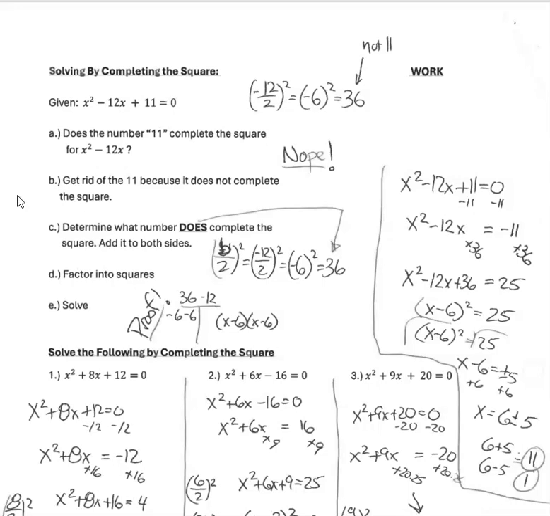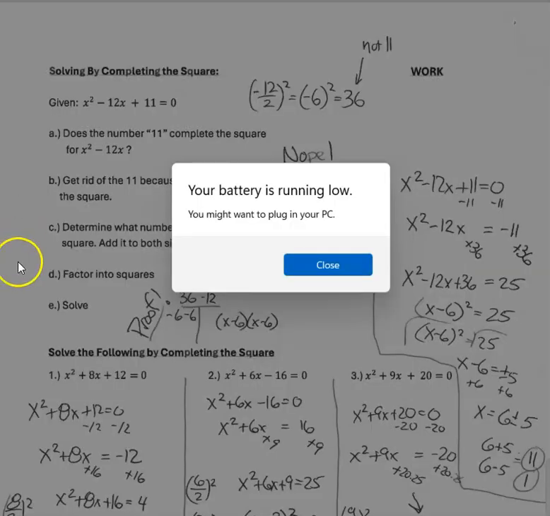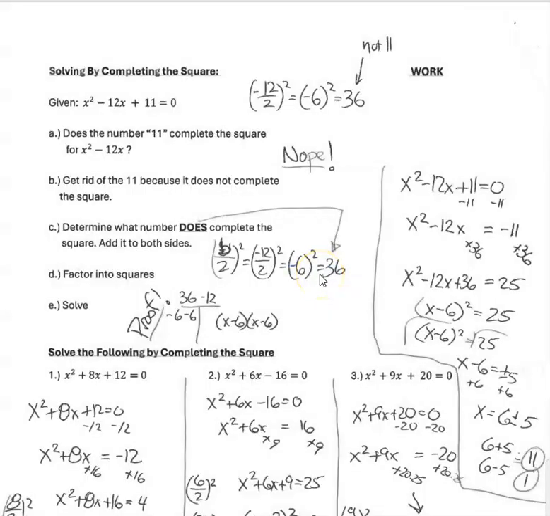So since 11 is not the number we want, I just said, I don't even want you on this side anymore. So you subtract the 11 away from that side and the other side, and now you're left with x squared minus 12x equals negative 11. Now what we want is we want that left side to be something squared. So I have to say, what is that magic number that is going to complete the square?